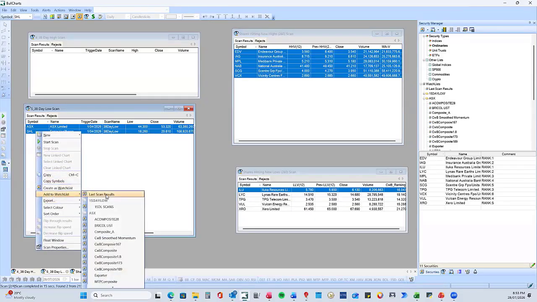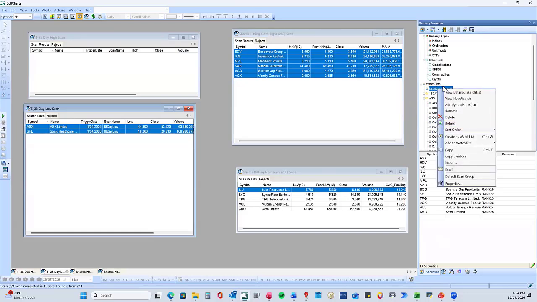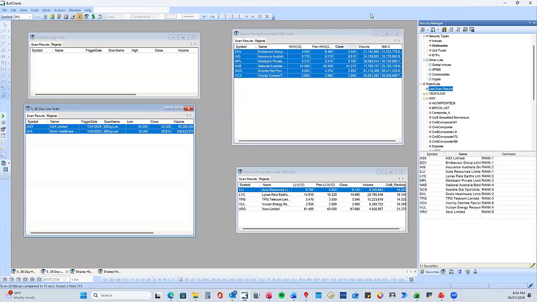Add to the last scan results. And there's your watch list of that grouping of scans. I'm not saying my particular scans may be of any use to anyone, but you get the drift. And it's from there that you can just run that out. You can either save it as a watch list, or export it out to an Excel, and then do with it what you like.